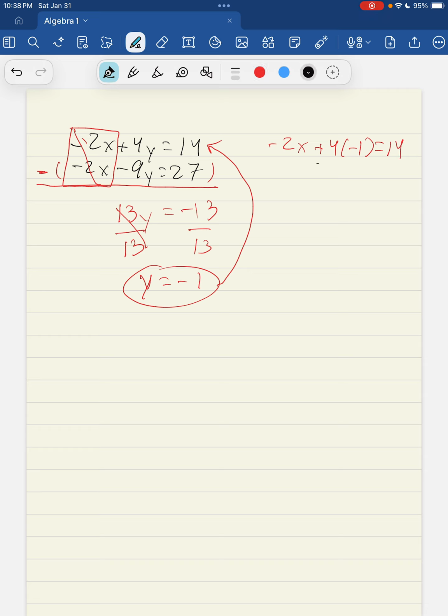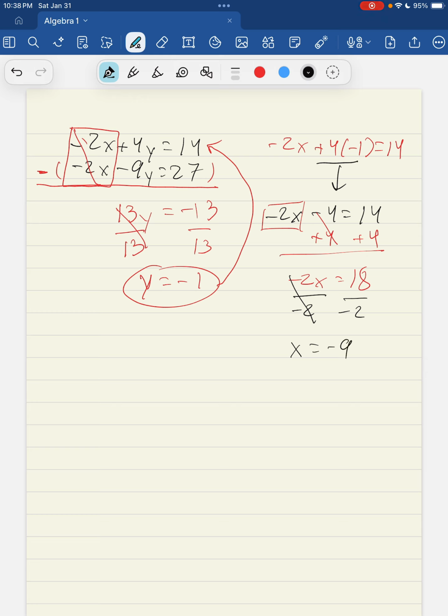Solving this equation, I'm going to multiply those guys first. Negative 2x minus 4 equals 14. And we are just going to solve this guy. I want to get that variable term by itself, so I add 4 to both sides. And I get negative 2x equals 18. And last but not least, divide both sides by negative 2. And x equals negative 9.